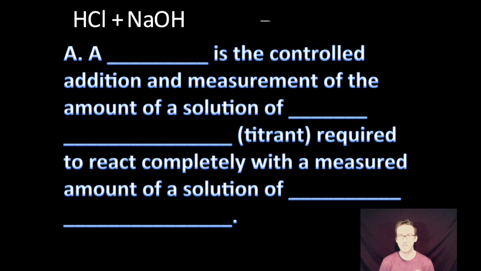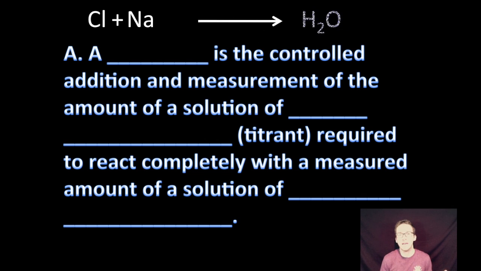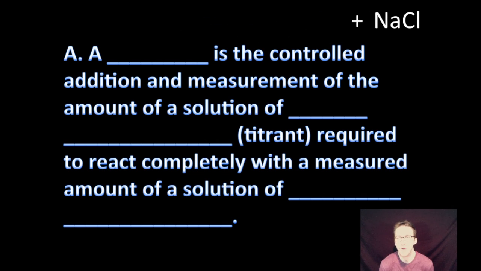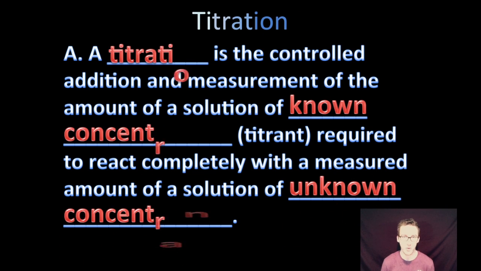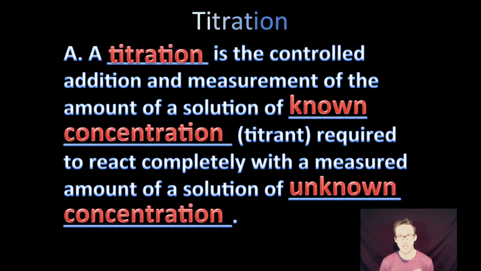Okay, so first things first, what the heck even is titration? How am I going to apply the idea of neutralization to titrations if I don't even know what a titration is? Well, a titration is just the controlled addition and measurement of the amount of a solution of known concentration, called our titrant, required to react completely or neutralize a measured amount of solution of unknown concentration. So many times we complete titrations to figure out unknown concentrations.